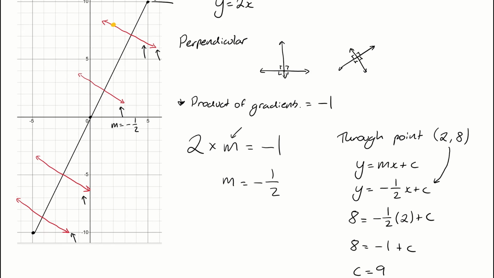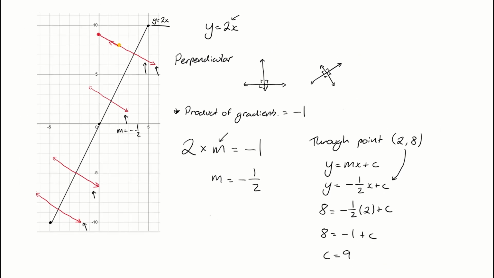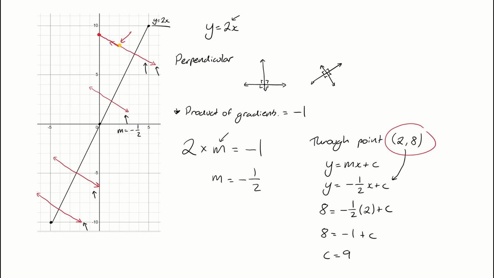Okay, and you can kind of see that because if I continued this line out a little bit further, we're going to see that we're going to go through that point up there at 9. So we've pretty much nailed that sketch. So there's infinitely many perpendicular lines that I can draw, but there's only one perpendicular line that is going to go through that yellow point there, which is my 2,8. So hopefully that makes some sense. We'll do another example now.